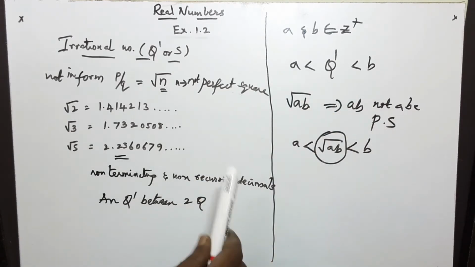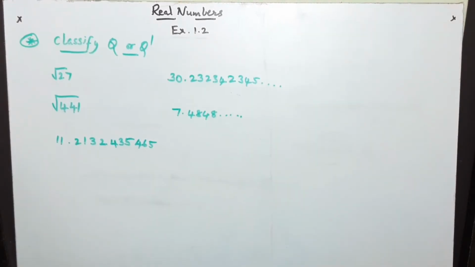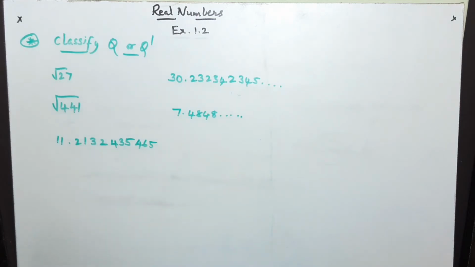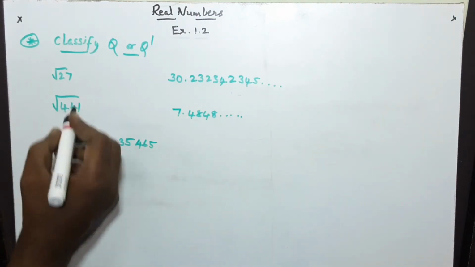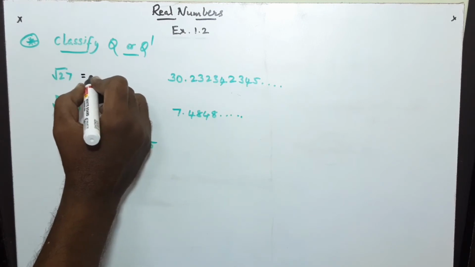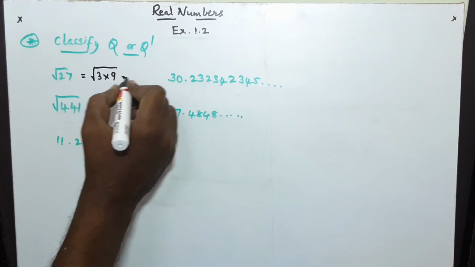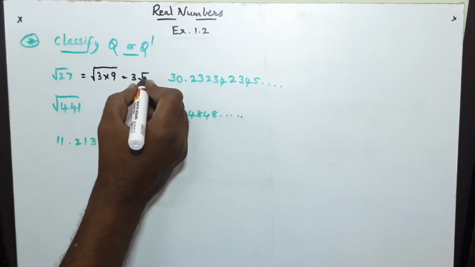Okay children, now let us move to exercise 1.2. Let us see the first problem. Classify whether the following are rational numbers or irrational numbers. The first problem is root 27. Whether it is a rational number or an irrational number, let us see. Root 27 can be written as root of 9 times 3, since 9 times 3 is 27. The square root of 9 is 3, so we get 3 root 3.